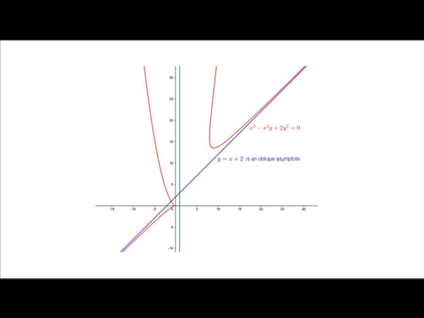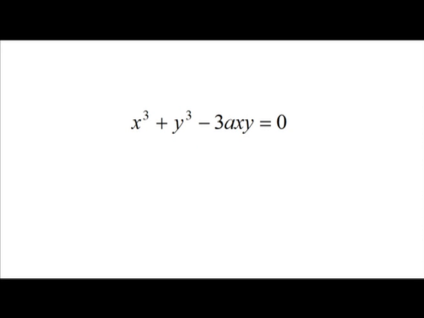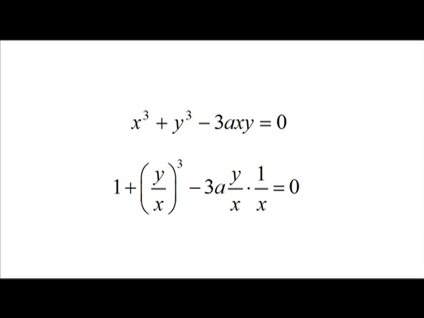The figure is displayed for the value a equal to 2. As another example, let us find asymptotes of folium of Descartes. x cube plus y cube minus 3 a x y is equal to 0. Let y equal to mx plus c be an oblique asymptote. Since the given equation is of degree 3, to find limit x goes to infinity, y by x, we divide this equation by x cube, so that 1 plus y by x whole cube minus 3 a into y by x into 1 by x equal to 0.